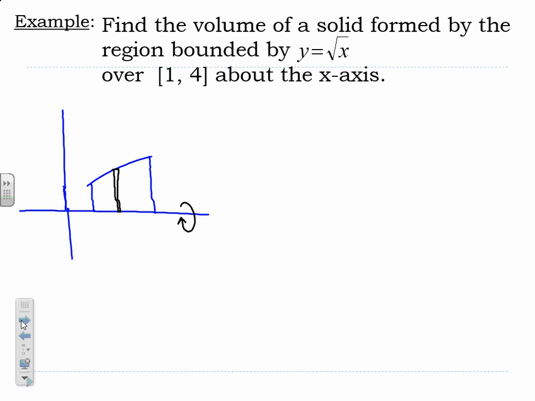Okay, with thickness dx. And I want you to imagine that vertical rectangle rotating around the x-axis. What are you picturing? You're picturing a disc, like a plate, right? You're picturing a disc. Okay, good. If you want to imagine what it would look like, we can mirror this. And basically we have kind of like a cup, right? Sounds like a cup.